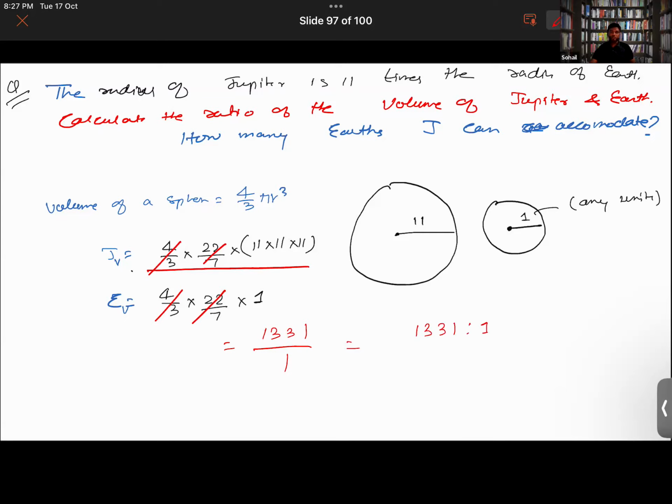Getting it now? So we can also say that 1331 Earths can fit in Jupiter. Getting it now? All right then. So that's it, that is there in the chapter. Okay, do remember all the things we have talked about before we conclude the class.